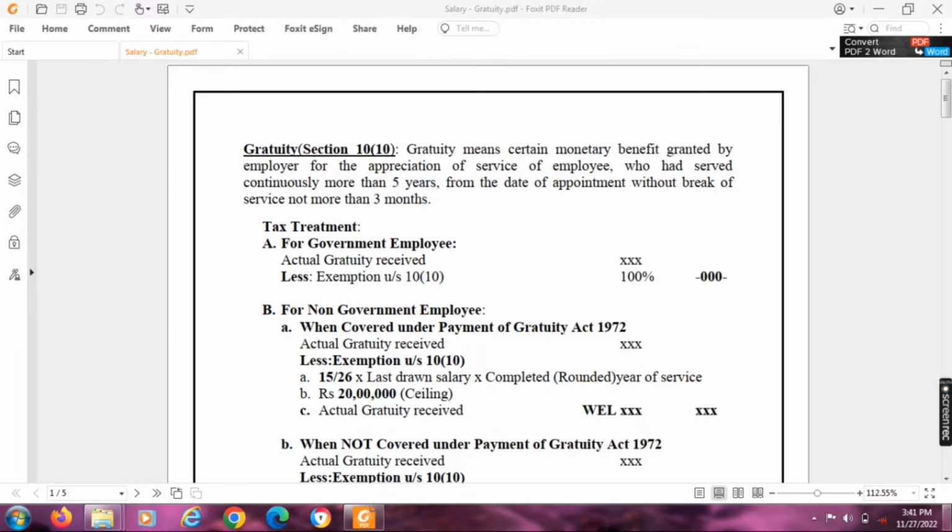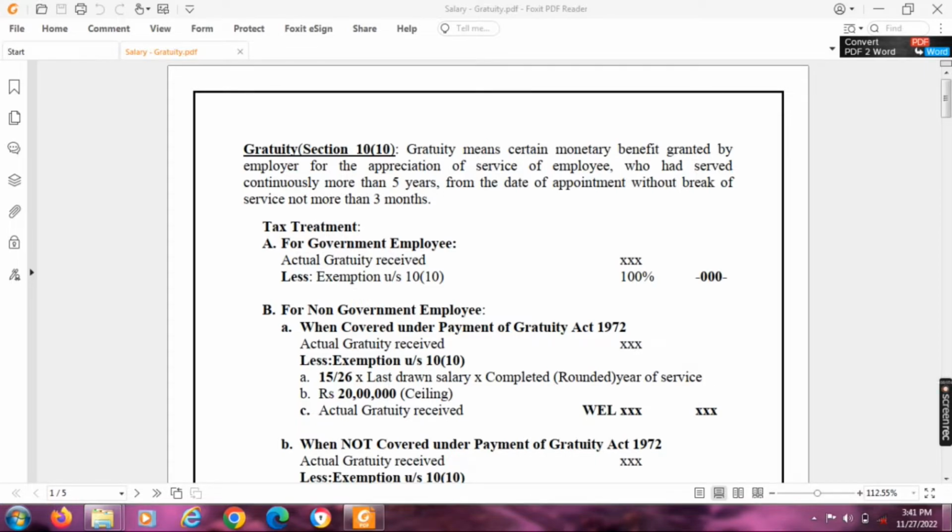If an employee worked 19 years and 8 months, that 8 months is more than 6 months, more than half a year, so it will be rounded off as a full year. So 19 years and 8 months will be accounted as 20 years. Second one, rupees 20 lakhs is the ceiling amount for gratuity. Third one, actual gratuity received. Out of these three, whichever is least is exempted from the actual, and the balance only is taxable.